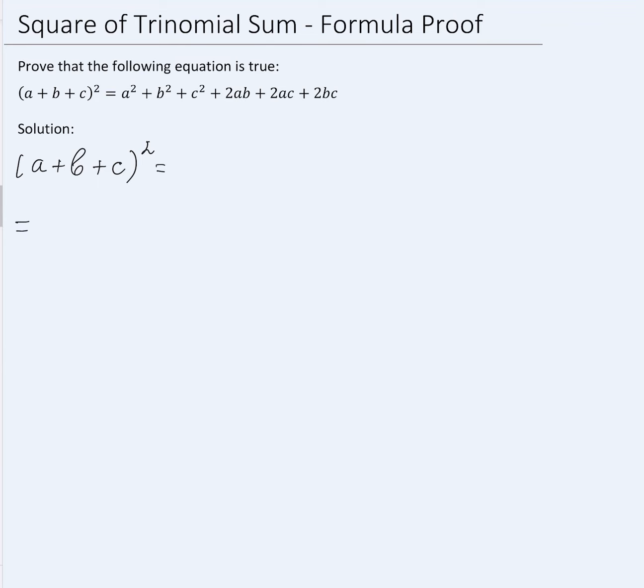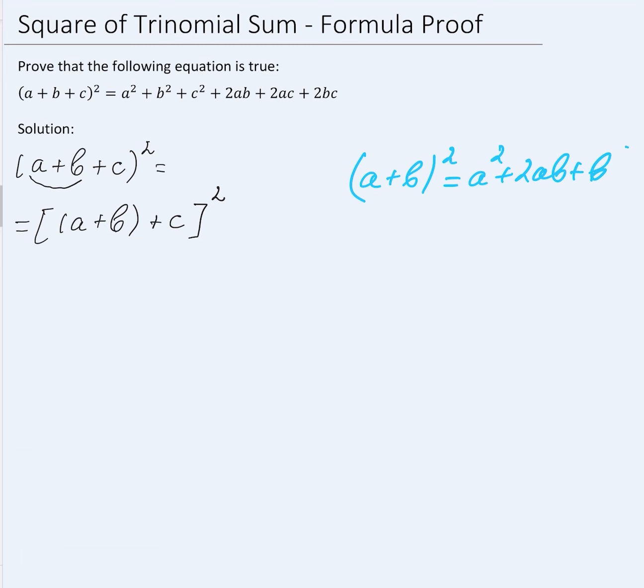What I'm going to assume is that the first two terms, a and b, make one term for me, or I can write this down as (a + b) in parentheses plus c, squared. Then I can apply the formula for the square of a binomial sum, which is (a + b)² equals a² + 2ab + b².